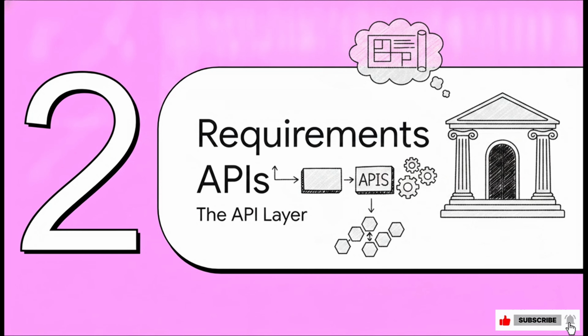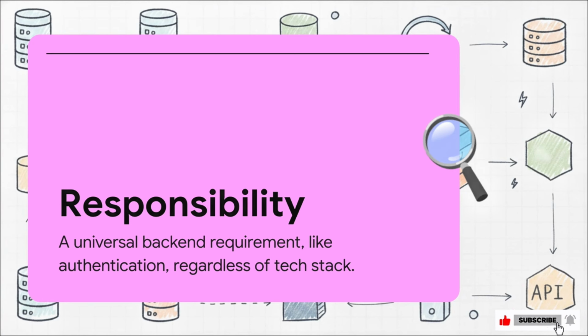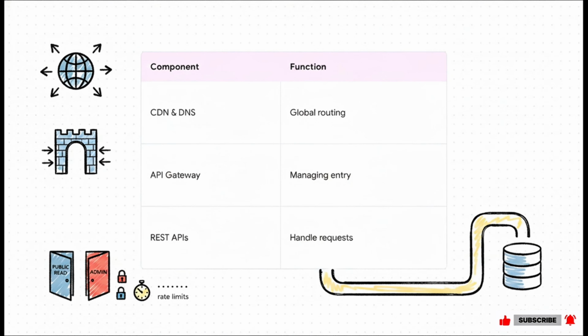Moving right along to Section 2, Requirements and APIs. So the crucial concept to grasp here is this idea of responsibilities. Think of it like this. Whether you're building your app in Python, Node.js, or Golang, sure, the syntax changes, but the core responsibilities really don't. Universal requirements, things like authentication and role-based access control, are always mandatory. You absolutely have to understand how different actors, like a normal user versus an admin versus a background worker, interact with your system. Basically, think of this API layer as your system's bouncer.